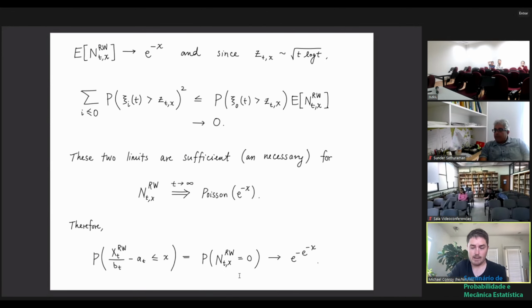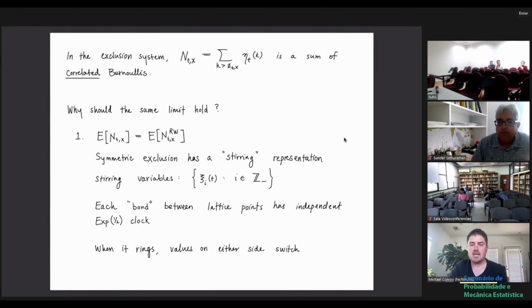So I'm claiming that this holds also in the exclusion system case. But in this case, N, of course, is a sum of correlated Bernoulli random variables. So we can ask why should the same limit hold? Well, for the same scaling, one reason is that the means have the same expectation for any value of t. And the easiest way to see this is through the stirring construction of the symmetric exclusion process.